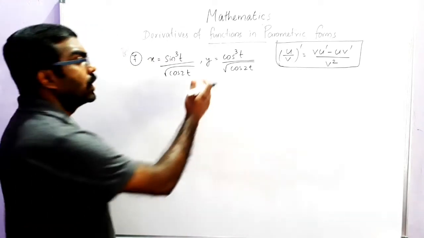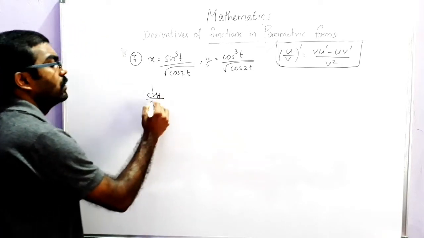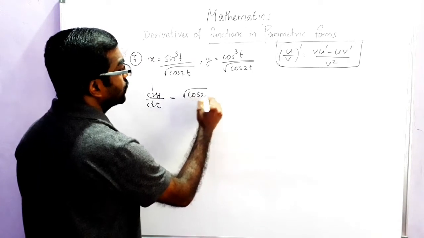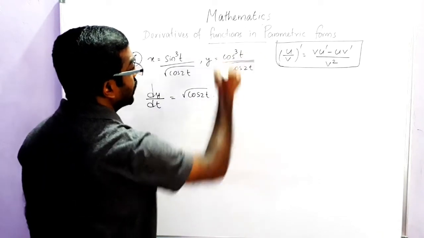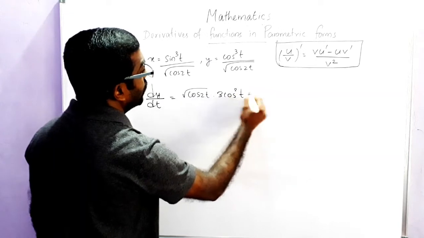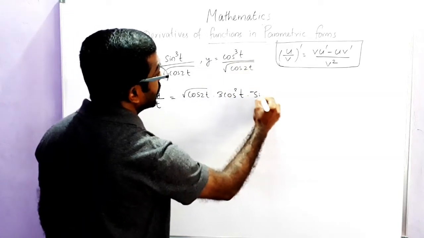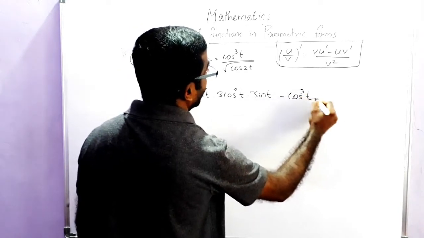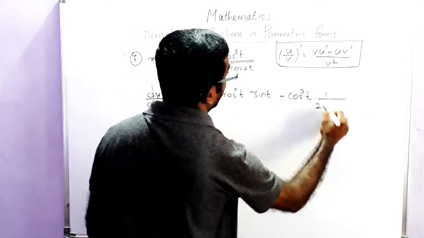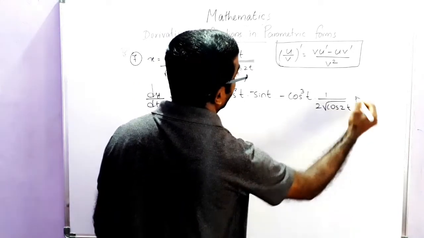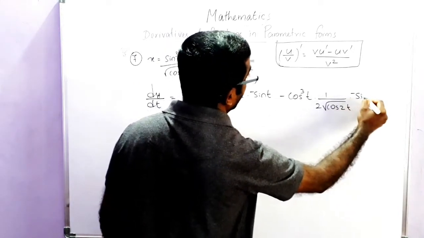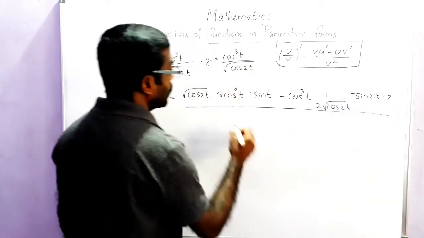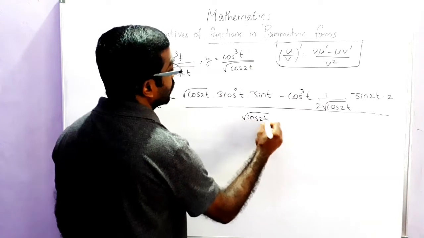Okay, clear? Now dy by dt is equal to denominator, that is root cos 2t into derivative of numerator, that is 3 cos square t into derivative of cos t is minus sin t, then minus numerator, that is cos cube t into derivative of denominator 1 by 2 root cos 2t into cos 2t derivative minus sin 2t into 2 whole divided by denominator square, that is root cos 2t the whole square.